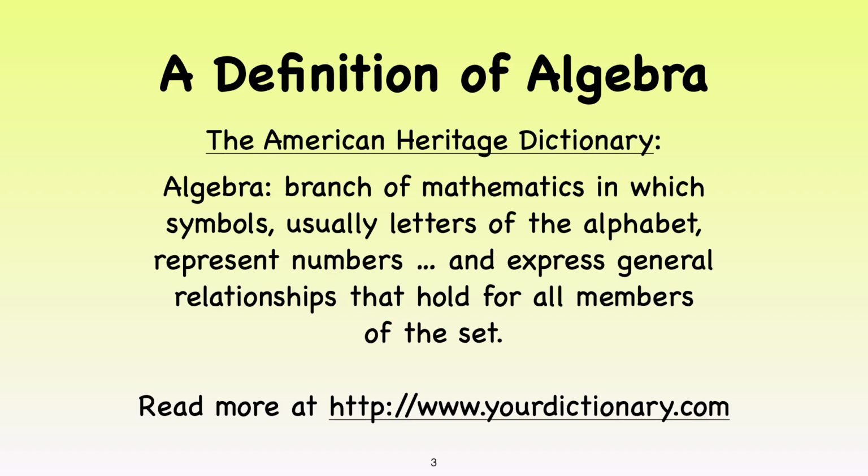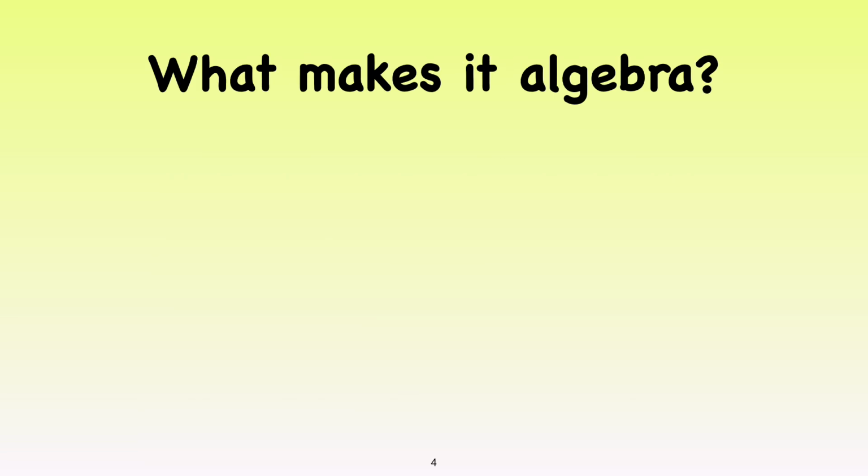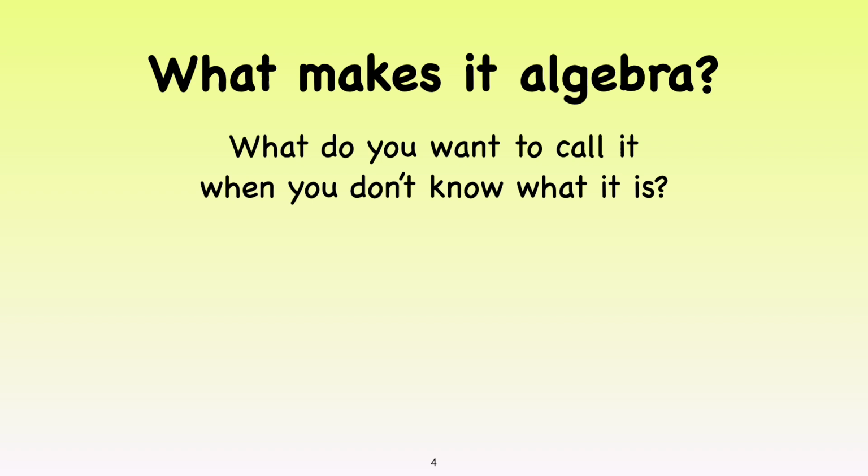Well, there's a definition of algebra from the American Heritage Dictionary that says algebra is that branch of mathematics in which symbols, usually letters of the alphabet, represent numbers and express general relationships that hold for all members of the set. So, what makes it algebra? Well, what do you want to call it when you don't know what it is?